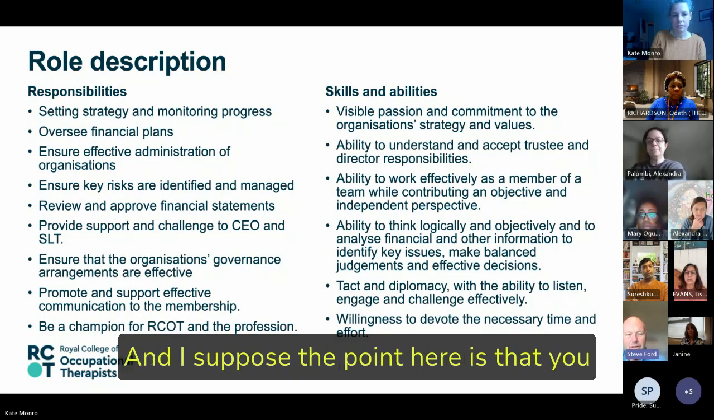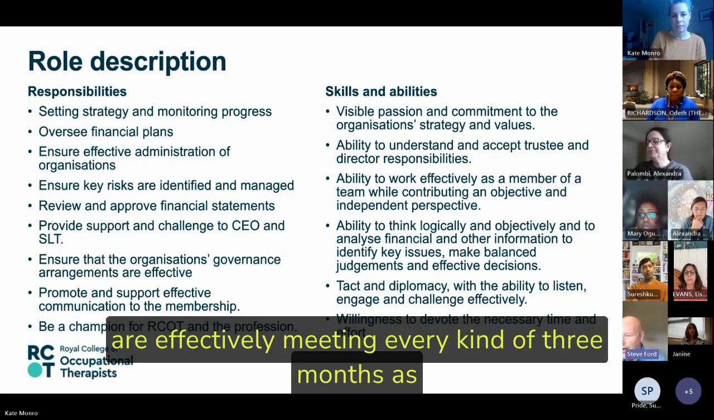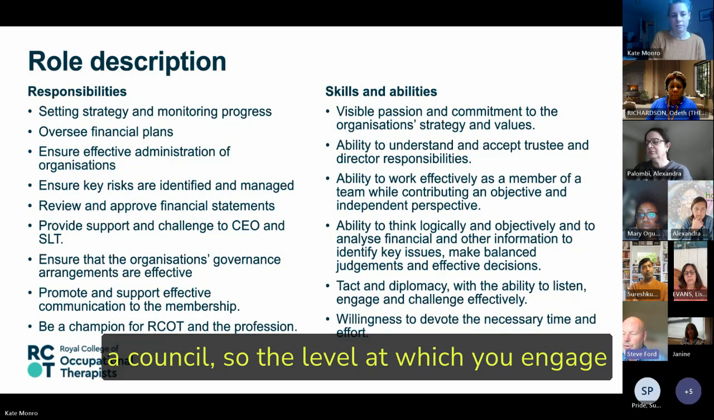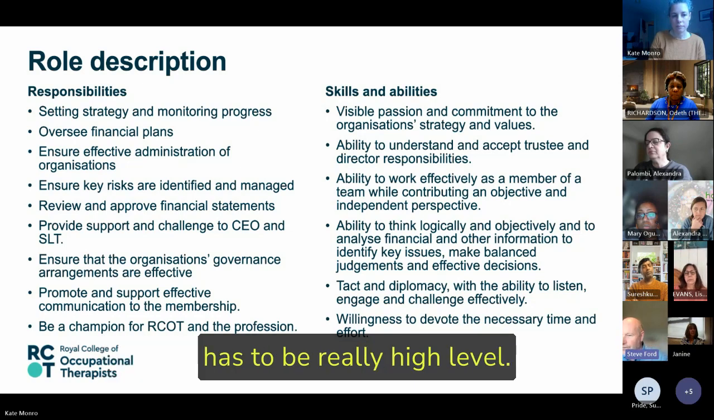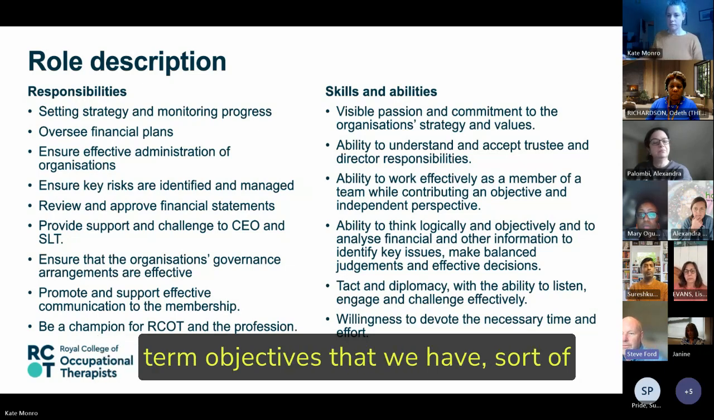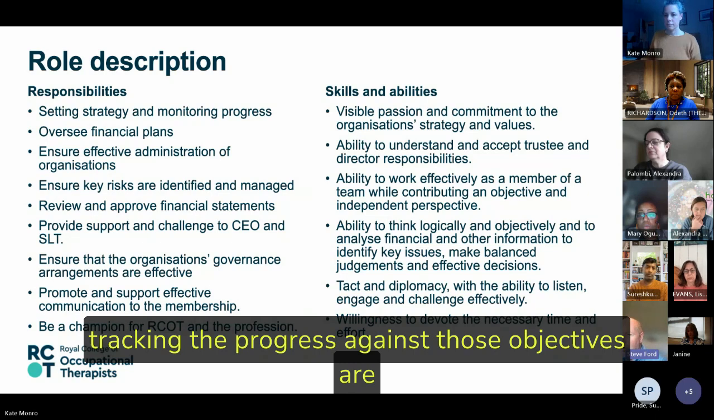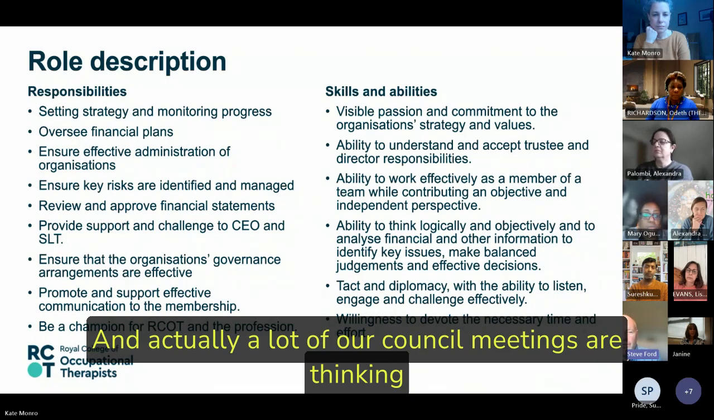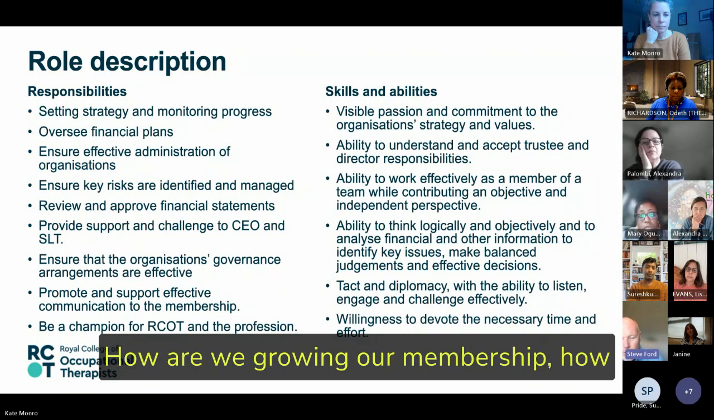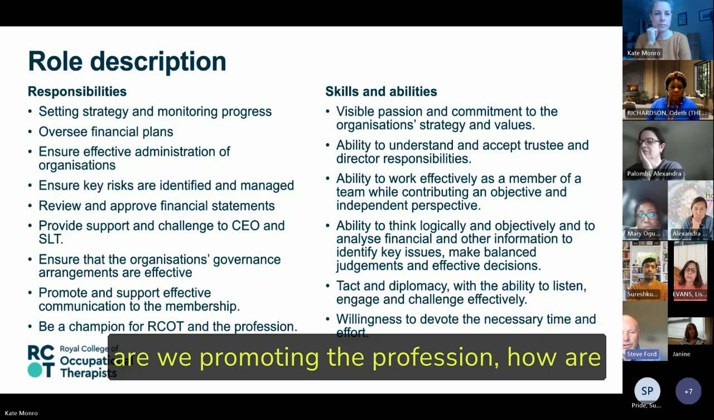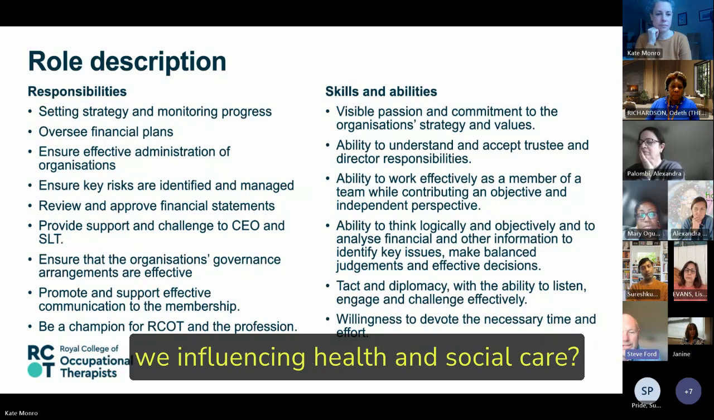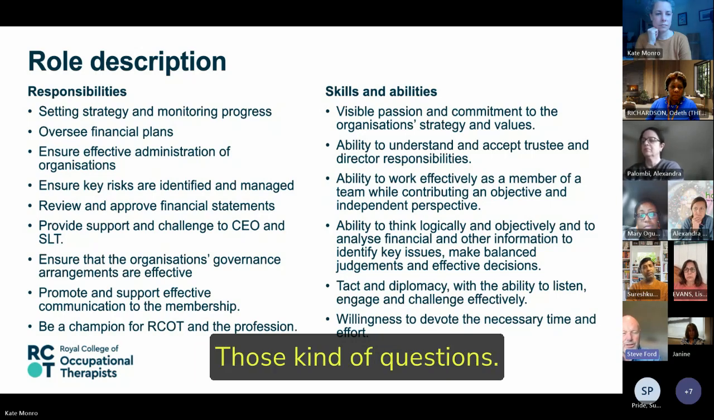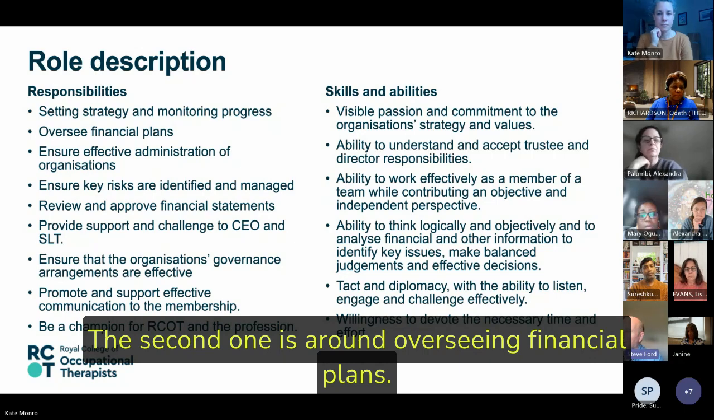And I suppose the point here is that you are effectively meeting every 3 months as a council. So the level at which you engage has to be really high level: the direction of the organization, the longer term objectives that we have, and tracking the progress against those objectives are all really important parts of the job. A lot of our council meetings are thinking about strategy and those big picture issues. How are we growing our membership? How are we promoting the profession? How are we influencing health and social care? Those kinds of questions.